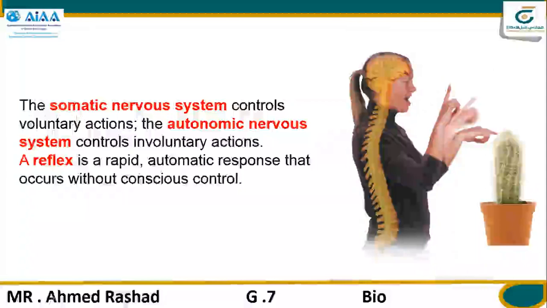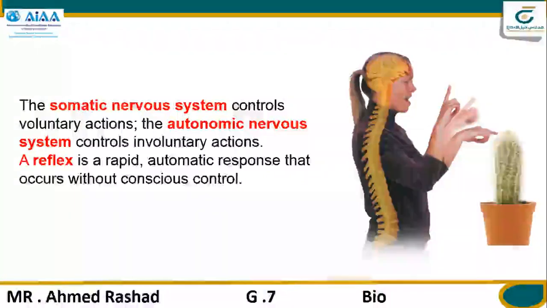The somatic nervous system controls voluntary actions. That's what we're talking about in the classification of the nervous system. And the autonomic nervous system controls involuntary actions. The somatic nervous system controls voluntary actions like movement, waking up, running, doing any behavioral activities. That's part of the peripheral nervous system. And the autonomic nervous system, so we have different functions in the somatic nervous system and the autonomic nervous system.